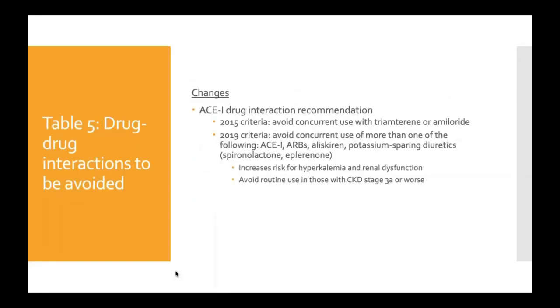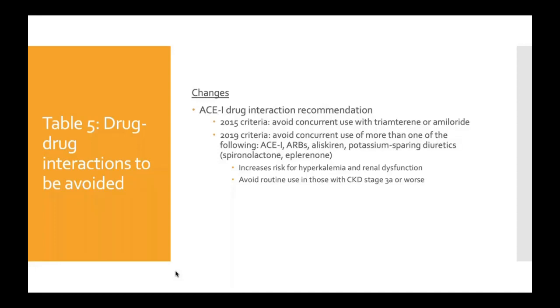Okay, changes to table 5. So remember, that's the drug-drug interactions table. Basically, the ACE inhibitor drug interaction recommendation was broadened. In the 2015 criteria, it just listed to avoid use with triamterene or amiloride. And in the 2019 criteria, it said to avoid a combination of more than one of the following.